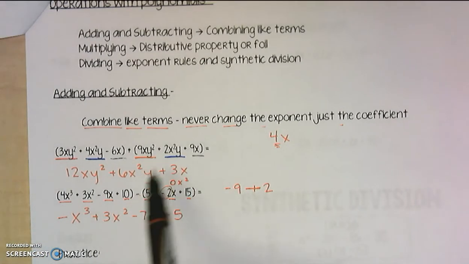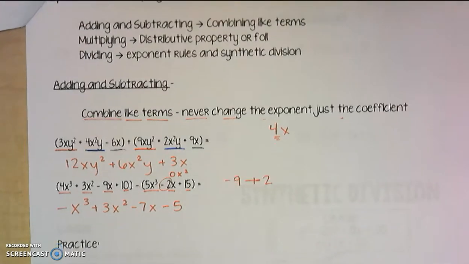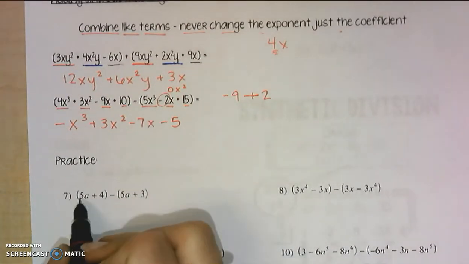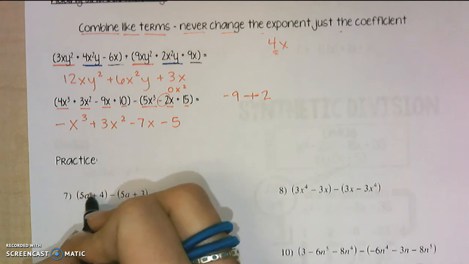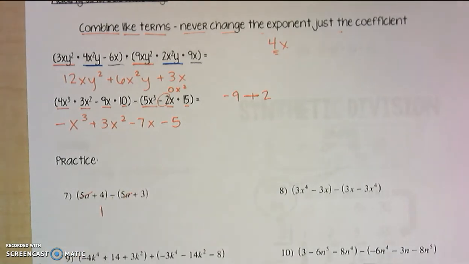Where students make the biggest mistakes on these, especially with subtraction, is going to be where your signs are. Okay, so just be careful with your signs. Okay, so if we kind of look at this, 5a minus 5a, well, they just actually eliminate each other. And then I have 4 minus 3, that just gives me 1.